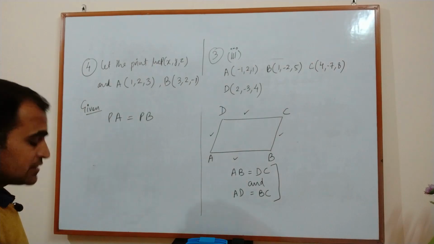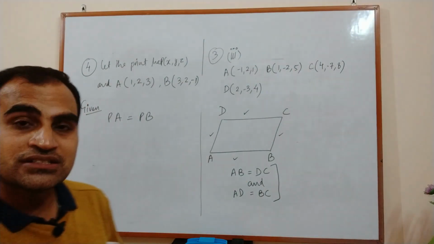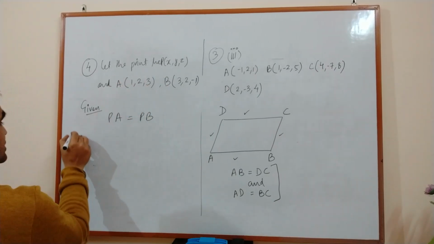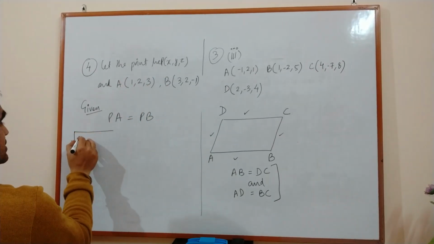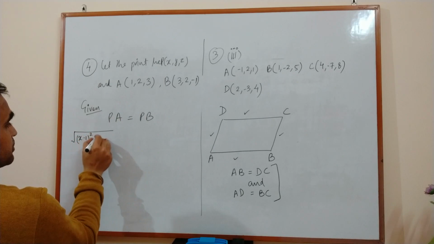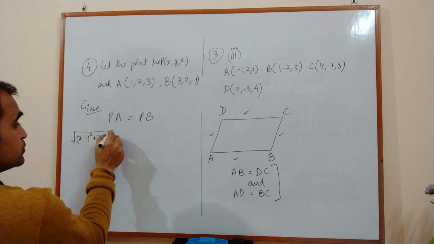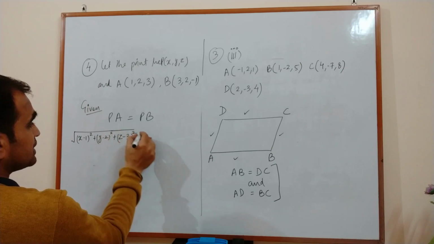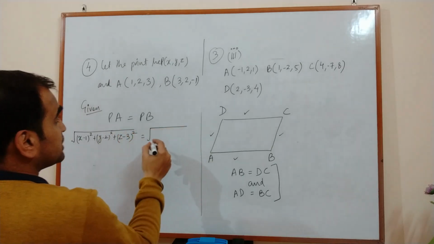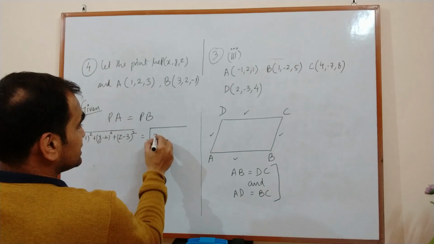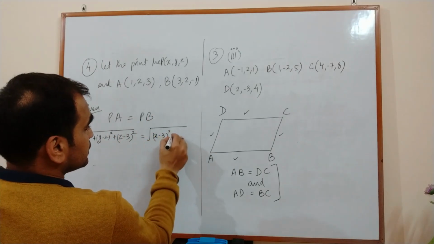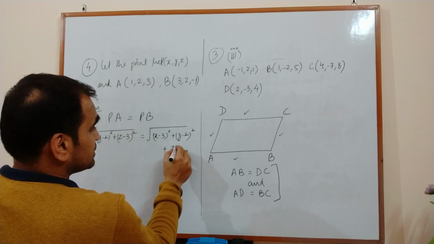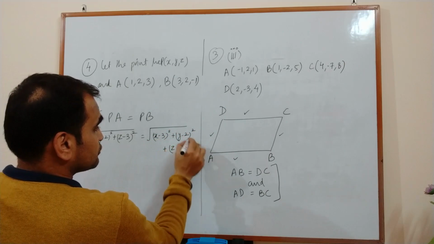Again, what we can do here is apply the distance formula. Calculate the distance between P and A. This is the square root of (x minus 1) squared plus (y minus 2) squared plus (z minus 3) squared. PA is equal to PB, and PB is the square root of (x minus 3) squared plus (y minus 2) squared plus (z minus 1) squared.